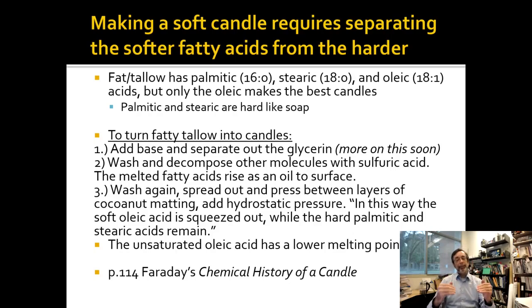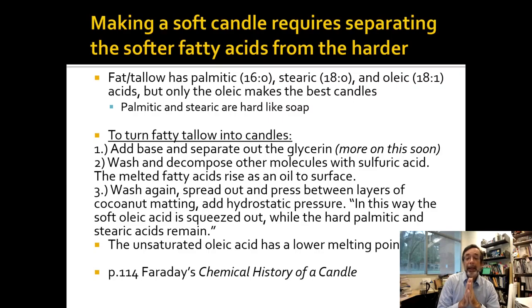Basically, you add base and separate out the glycerin. There's going to be glycerol in all of these. Biologically, the fats are stored with glycerol. So you add base to separate out the glycerin, and we'll talk about that in a second. And then you basically wash everything with sulfuric acid. The fatty acids are going to be an oil on the surface of the sulfuric acid. Everything else is going to be blown apart.